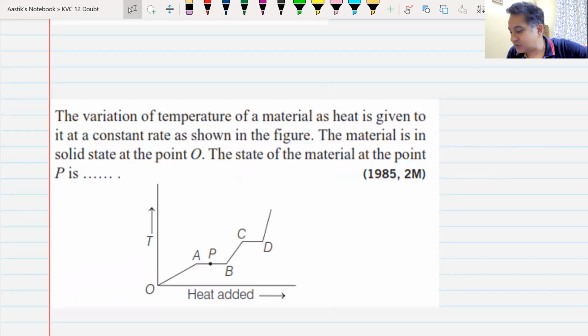This is the original question from which everything was derived. JEE of the year 1985, 2 marks. By JEE, I mean JEE Advanced, or it may be IIT-JEE. The variation of temperature of a metal as heat is given to it at a constant rate is given in the figure. The material is in its solid state at point O. What is the state of the material at point P?